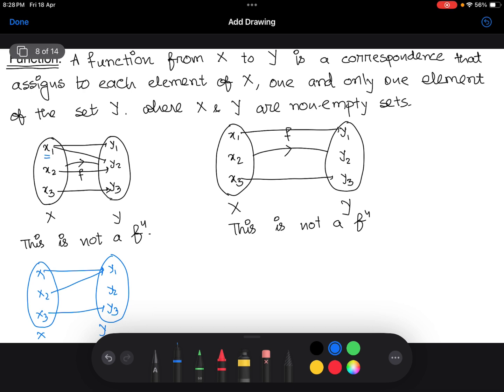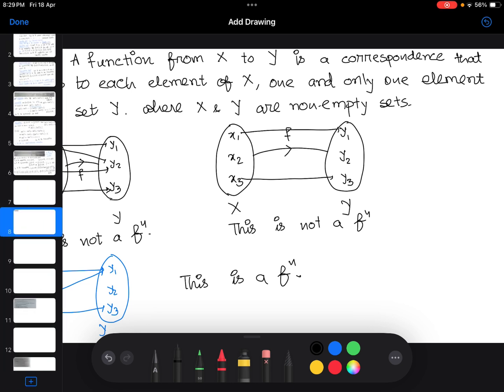Why? Each element of x is assigned to one and only one element. x1 goes to y1, x2 goes to y1, x3 goes to y3. So each element of x is assigned to an element of y. Here y2 remains. There is no element assigned to y2, but that doesn't matter. We have to check whether each element of x gets assigned or not. So that satisfies, and every element corresponds to one and only one element of y. So this is a function. Okay, so we get what is a function.